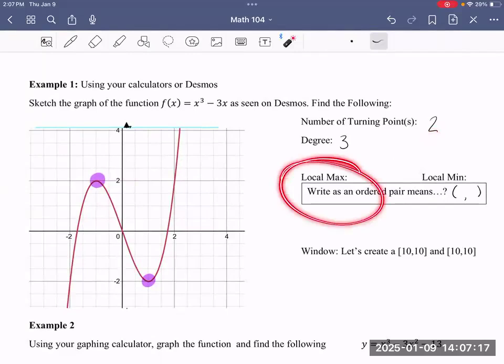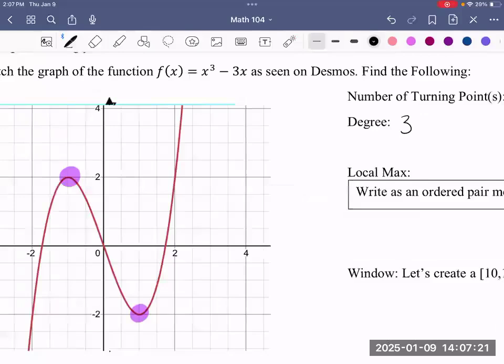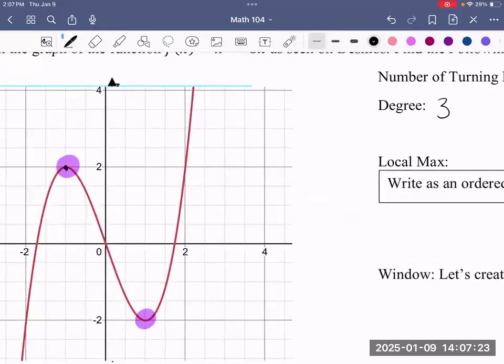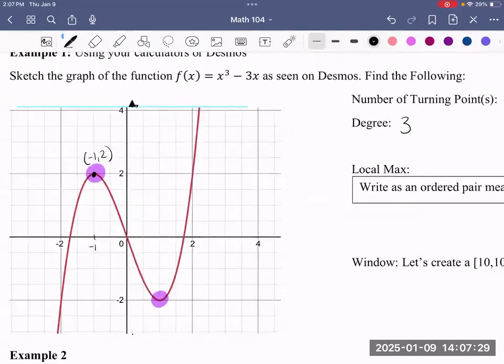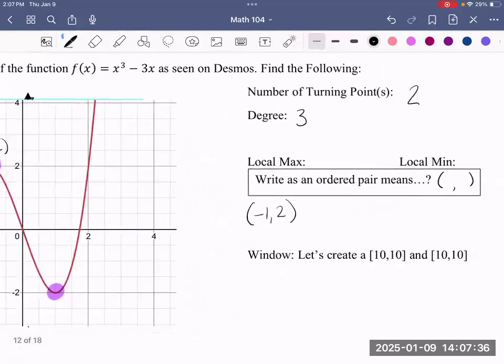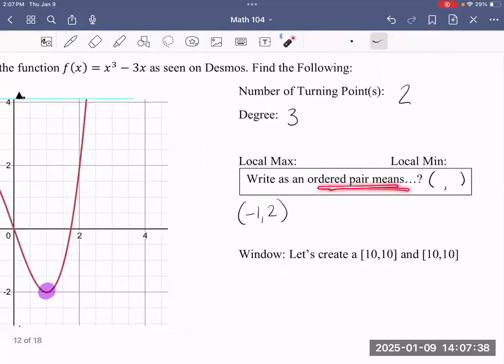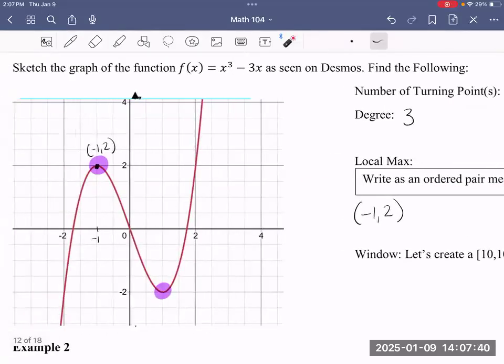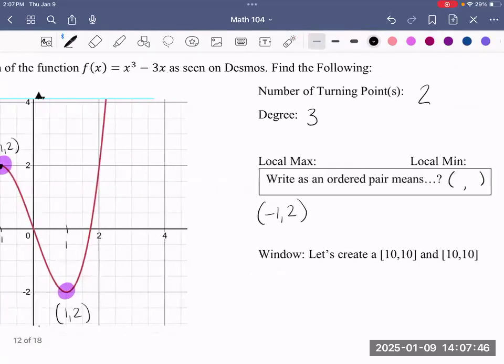Now your local maximum, where is the high point found on your graph? Well, this high point here, this peak is located at -1, 2. And notice how I'm writing my ordered pair as -1, 2. That's what our answer needs to be when it says write as an ordered pair. And again, your minimum is the low point, the little valley at 1, 2.